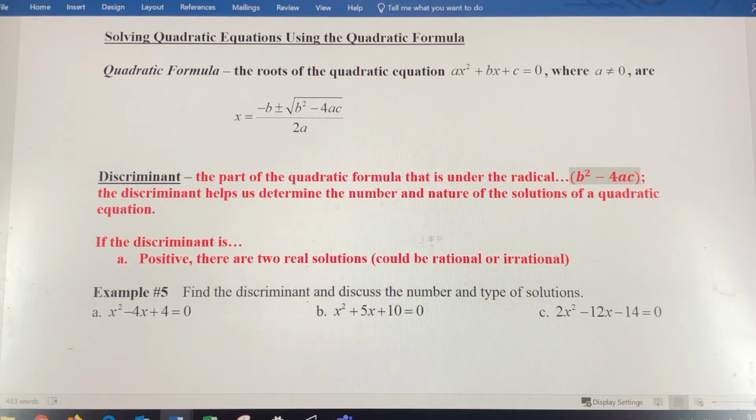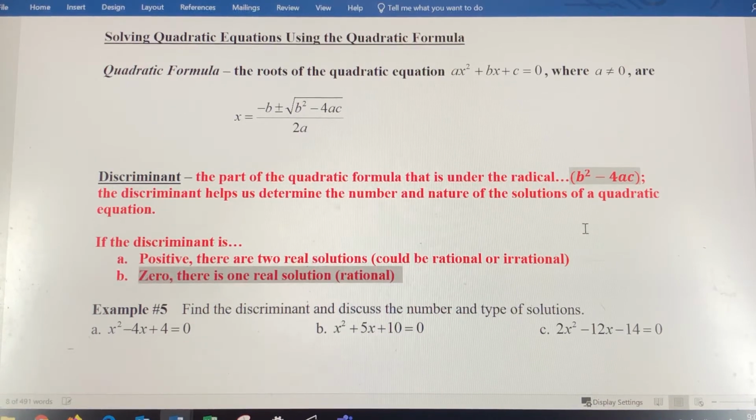Those real solutions could be rational, they could be irrational. If the discriminant's a perfect square, you're going to have rational solutions. If the discriminant is positive, but it's not a perfect square, then those solutions are going to be irrational, all right? If the discriminant is 0, there's going to be one real solution, okay, and it's forced to be rational because you're going to have the fraction negative b divided by 2a, which has to be a rational number, all right?